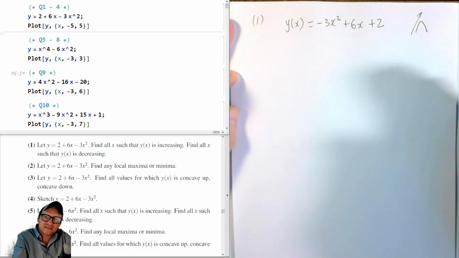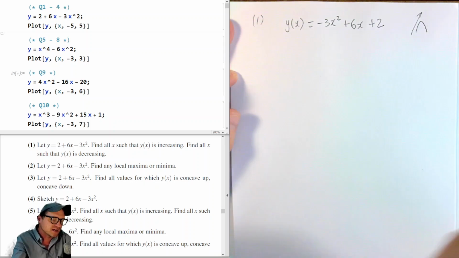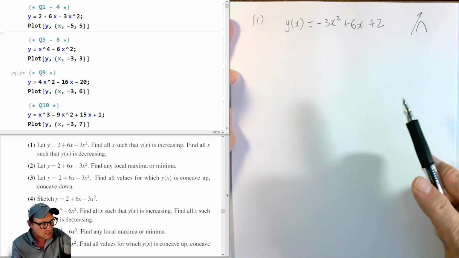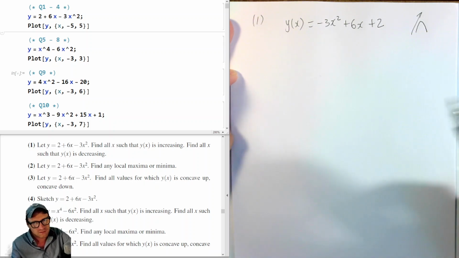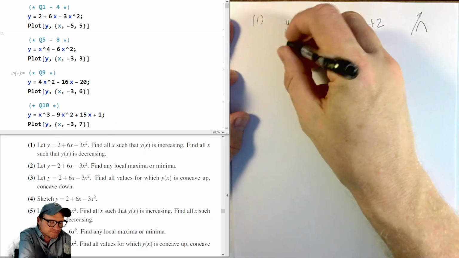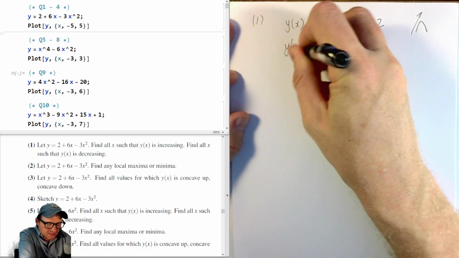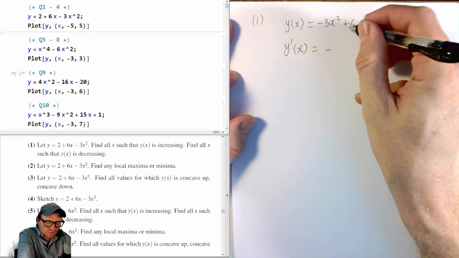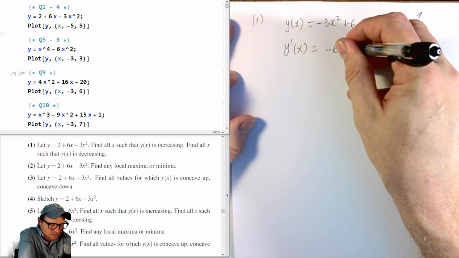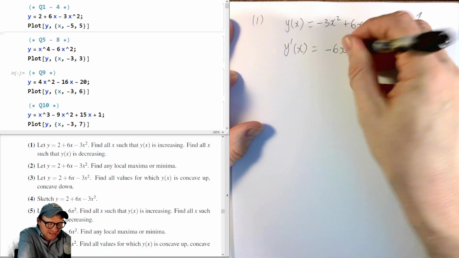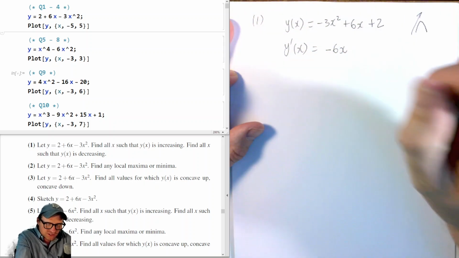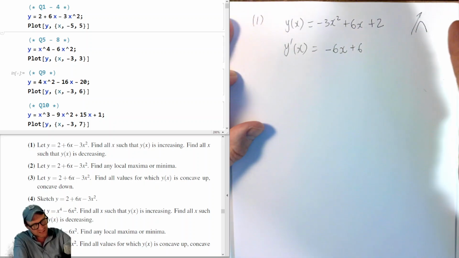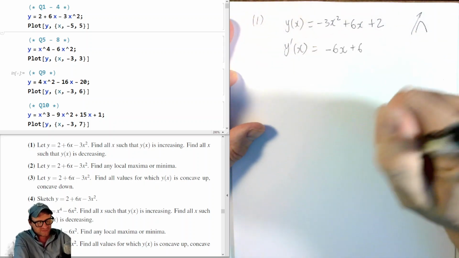Okay, so we need to take dy on dx, or y dash of x. Since this derivative is so easy, I'm just going to use y dash, or Newton's symbols. So y dash of x: now we bring the 2 down, and we have minus 3 times 2 is minus 6, x to the power of 2 minus 1 is x. Then differentiating 6x, we get 6. Differentiating 2, we have 0. So here's our derivative.